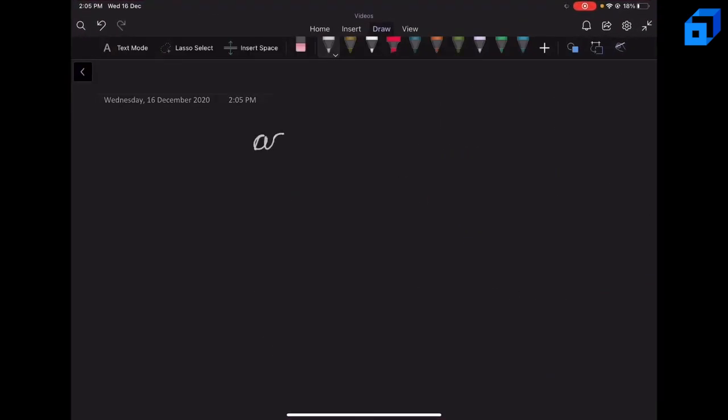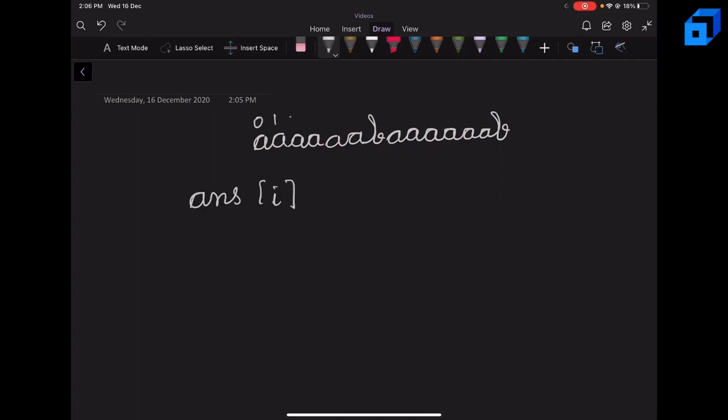Let's try to find the answer for one string: A, B, A, then B, then again A, and then B. The idea is we will find the answer for each prefix. So answer[i] stores the answer from 0 to i. If we number the positions 0, 1, 2, 3, up to 13, then answer[i] stores the answer for the prefix from 0 to i. For example, answer[4] will store the answer to form this string A.